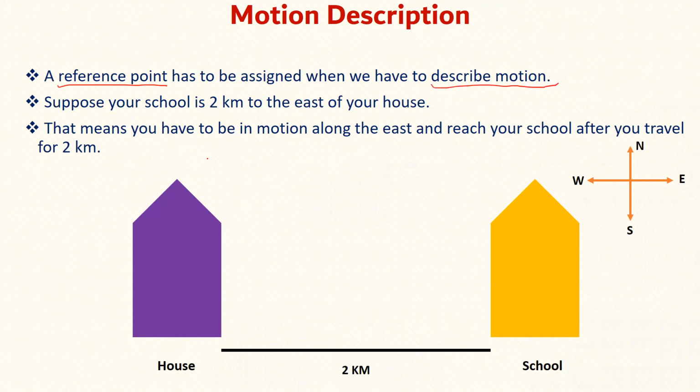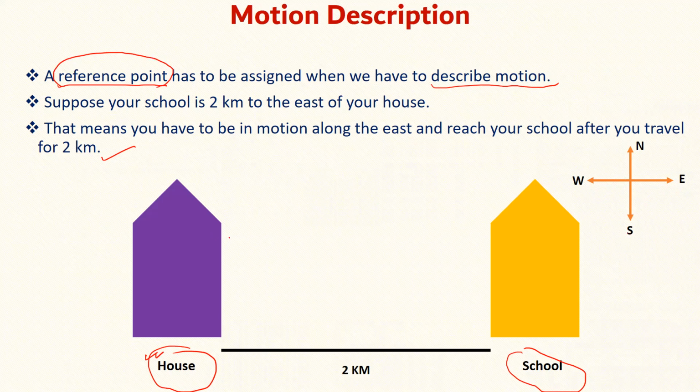Suppose, let us say that your school is 2 kilometers to the east of your house. That means you have to be in motion along east and reach your school after you have traveled for 2 kilometers. Here there are two buildings: one is your house and one is the school. Suppose your house is the reference point, and with respect to this reference point, we will describe the motion. And this is the direction: to the right is east, to the left is west, upside is north, and downside is south.